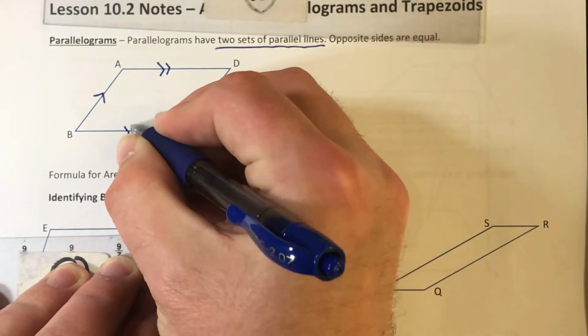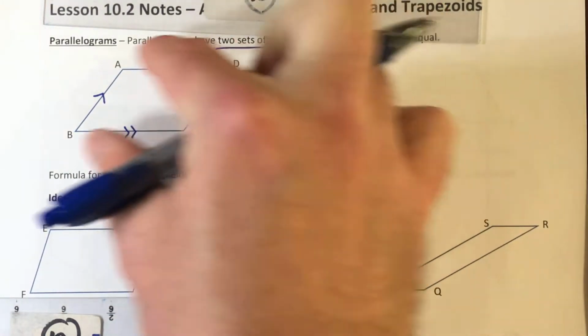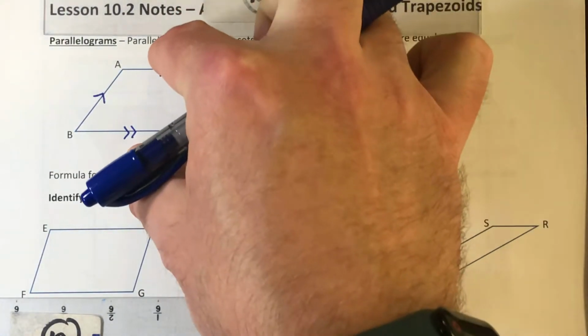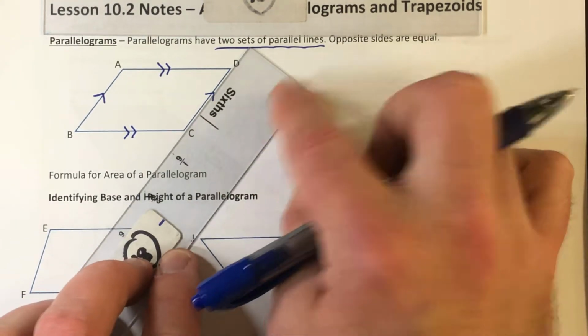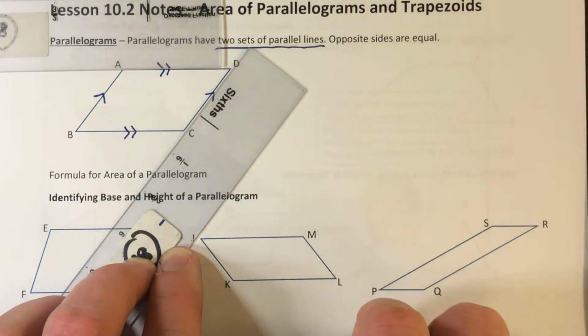So we use these arrow symbols to note parallel. So line DC is parallel to line AB. Then line AD is parallel to line BC. However, line DC is not parallel to line AD. So that's why they have a different set of markings.